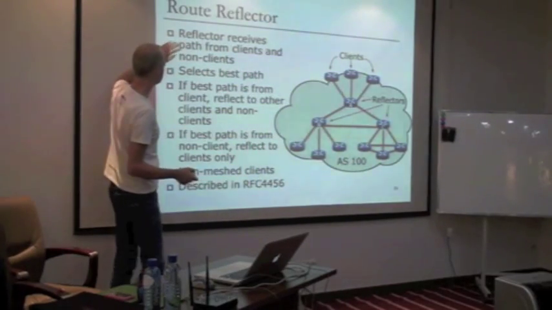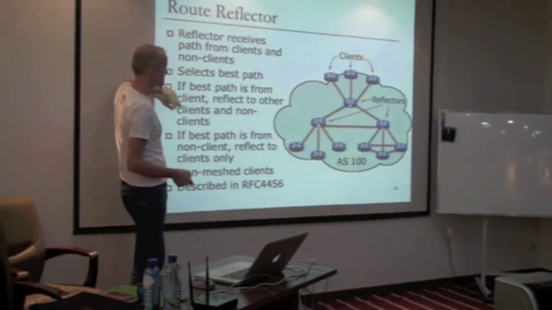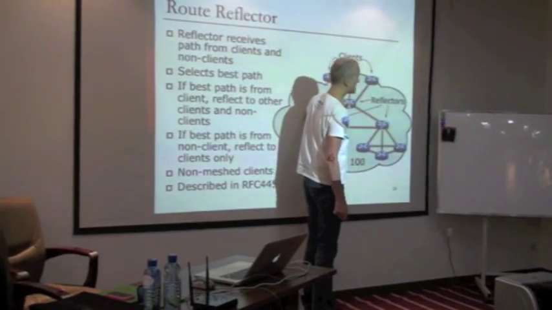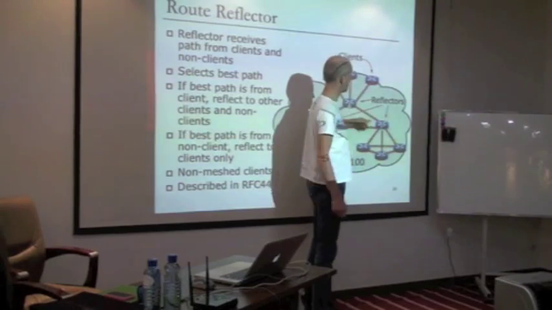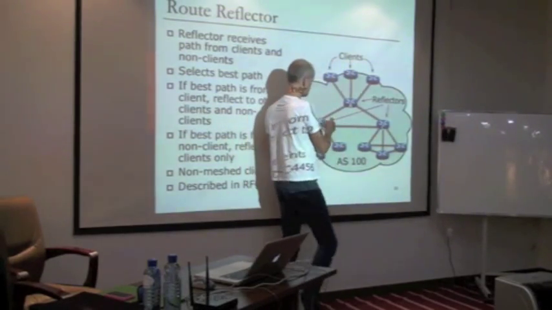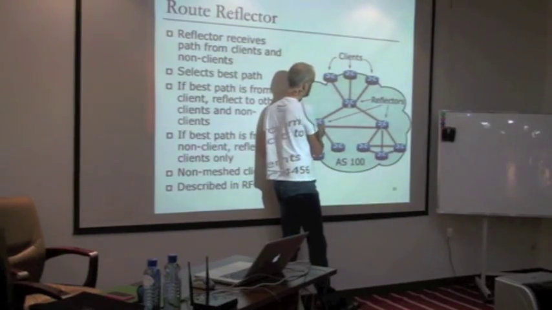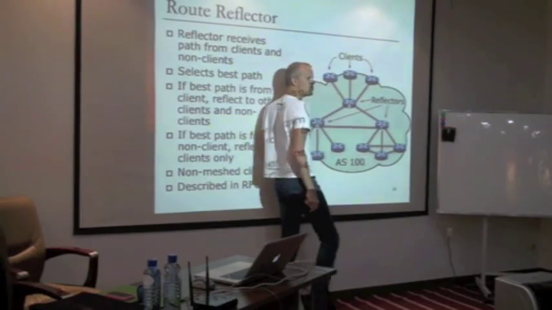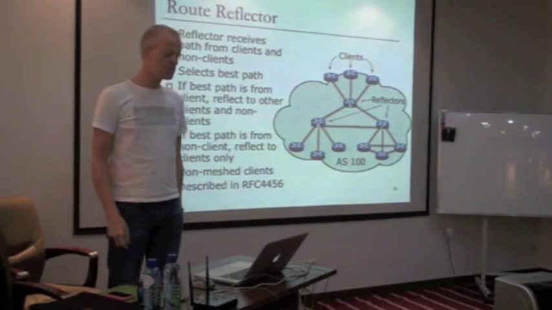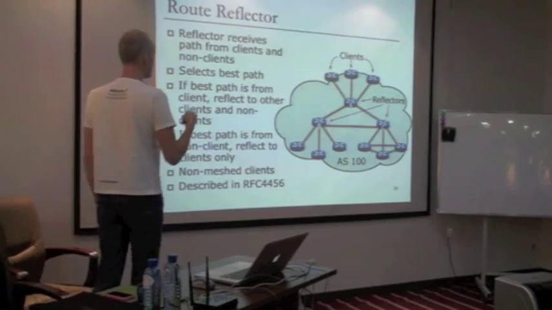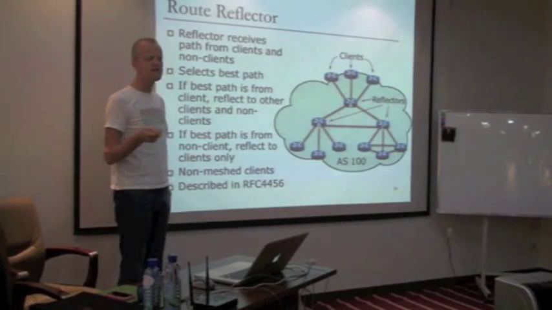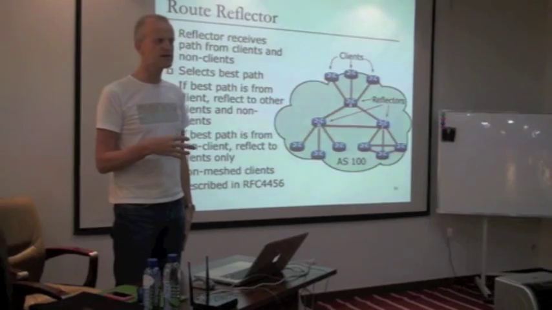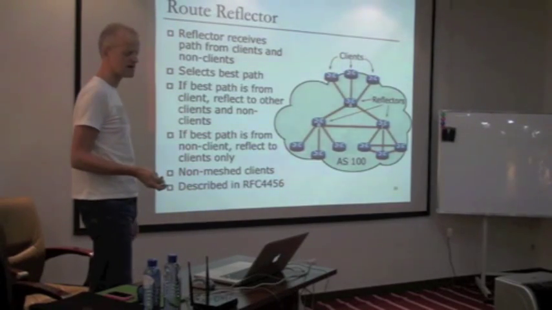So looking back here, best path from a client is reflected to other clients and non-clients. Right? So the best path is from a client, so the prefix comes from the client, gets sent to A, A will send it back to the clients and to the other reflectors. If the prefix comes from a non-client, so a normal BGP speaker, ends up in A, we then send it to our clients only. We don't send it to other normal BGP speakers. So what we have to do when we set up IBGP is define which of our neighbors are clients. The neighbors of ours which are clients, we apply these special rules to. So we've got normal BGP speakers in the network, and then we've got special neighbors, which are clients.